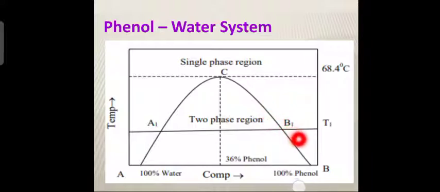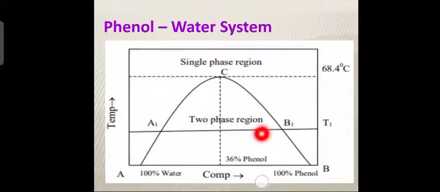Within this curve, that means A, C, B, there exist two phases. This is the two phase region. Above C, that means above 68.4 degrees Celsius, there exists a single layer. Below this, within this parabola, you have the two phase region.